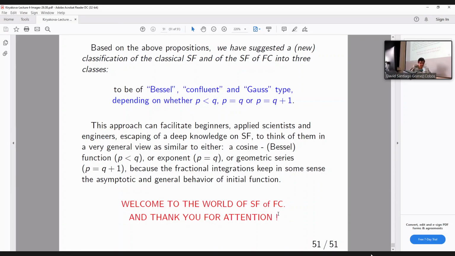So it was shortly to tell you about the ideas on special functions of fractional calculus, and when we need to evaluate images of the special functions, that we can know what the result should be. Yes. Thank you.